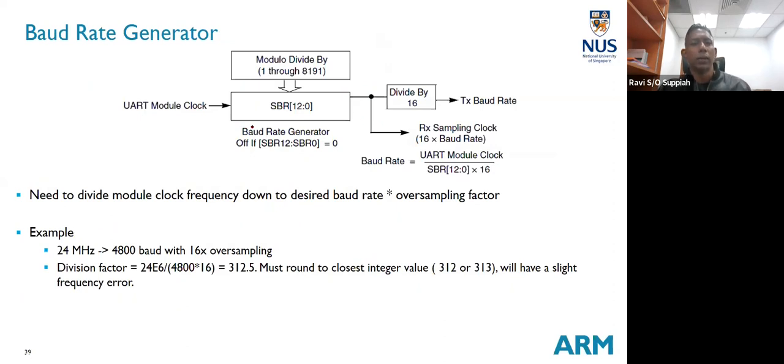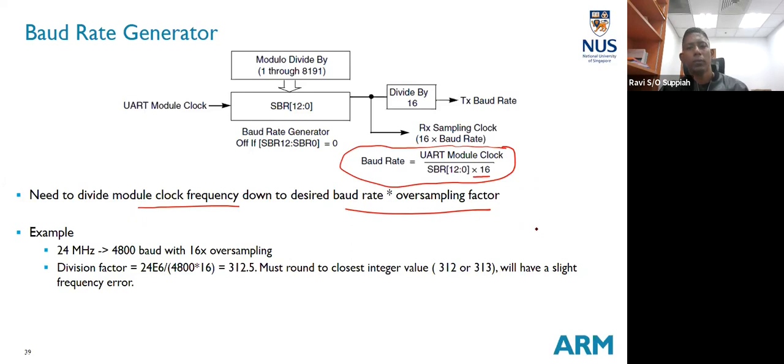So the baud rate generator needs to divide the module clock frequency down by taking the baud rate multiplied by the oversampling factor. So this is the formula we need to use. This divided by 16 is something unique over here because of the oversampling. This oversampling is done by the hardware, so that is why when we calculate the baud rate, we need to take this into account and divide by 16 again.